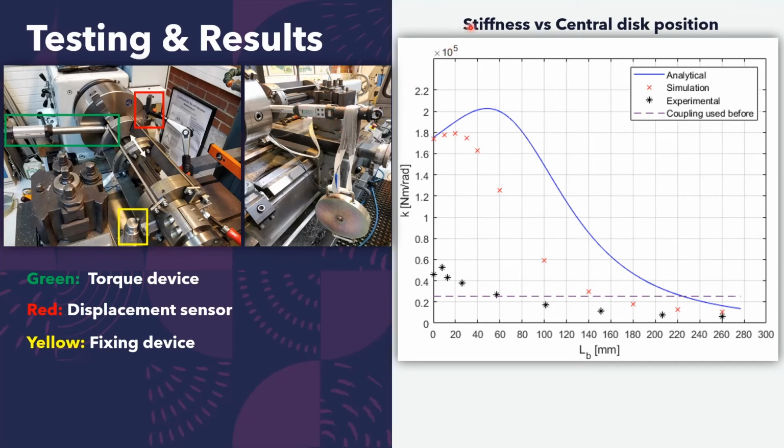We obtained a stiffness versus central disk position curve. On the y-axis we have the stiffness, on the x-axis we have the central disk position. Here with black stars we have the experimental data. As we can see, we get a good range of stiffness. We get higher and lower values compared to the previous coupling that was used in this application. Analytical and simulation results had much higher stiffness values because they didn't take into account these plastic parts here, which have a low stiffness.